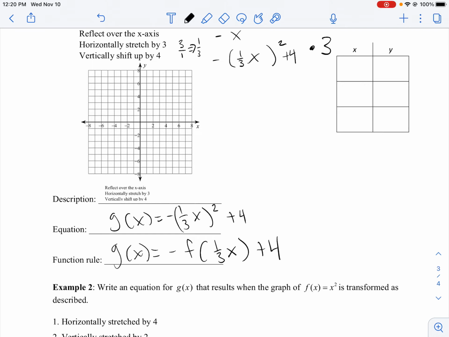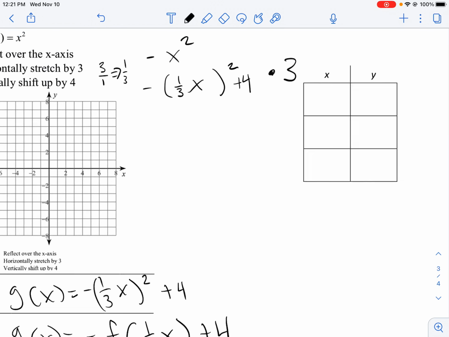So the square is the operation, right? The symbol. So we get rid of that, write f of x in its stead. Stuff on the inside stays on the inside, stuff on the outside stays on the outside. Okay? Alright, so let's graph it.